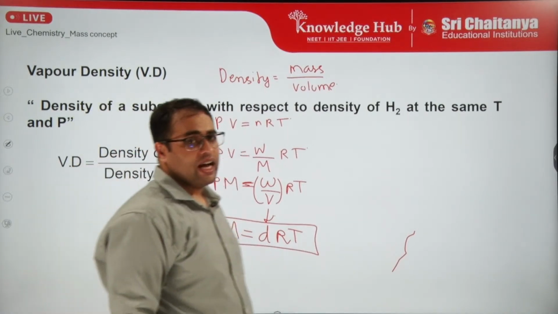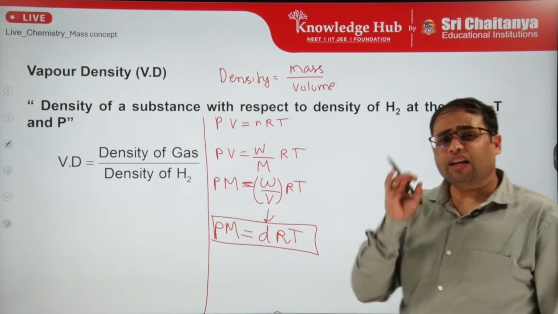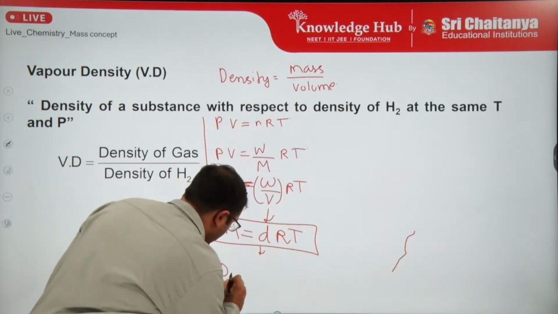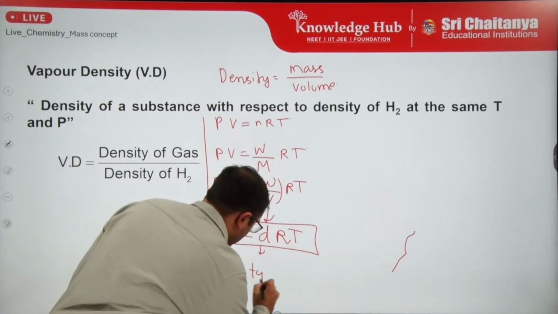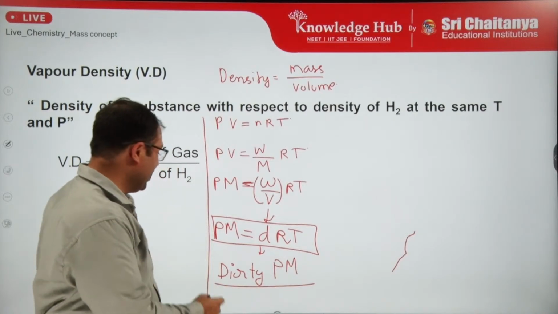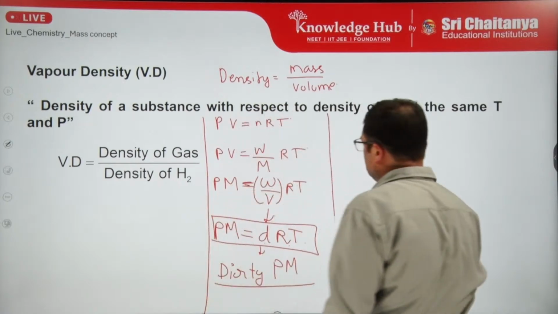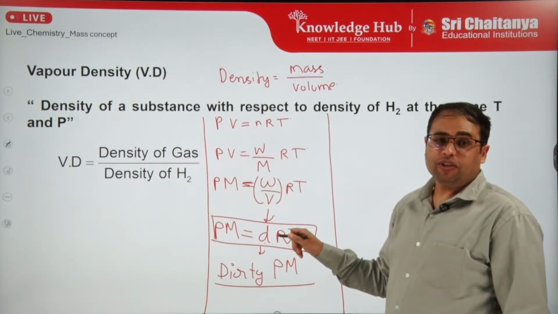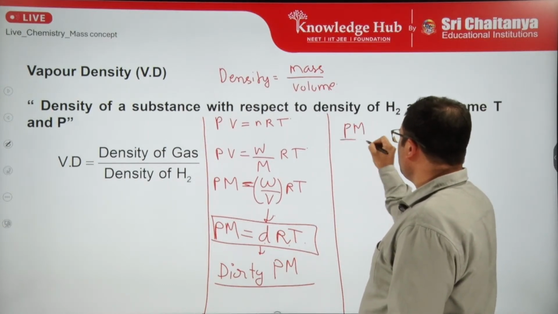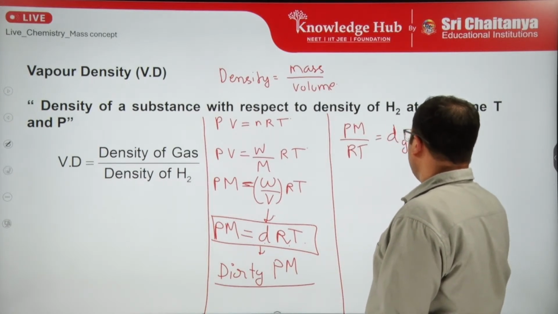PM equals dRT. You can remember this equation by a mnemonic which I say sometimes. I have seen it many places. The mnemonic is, yes, I don't want to read it, dirty PM. Means dRT equals PM. So from this equation, derive an expression for density. So I can say that PM by RT will be your density of any gas.